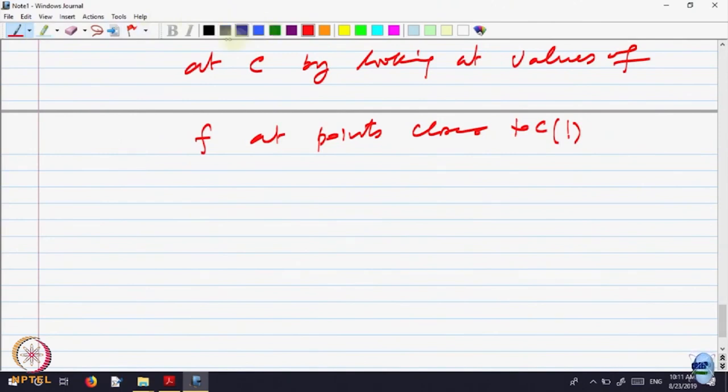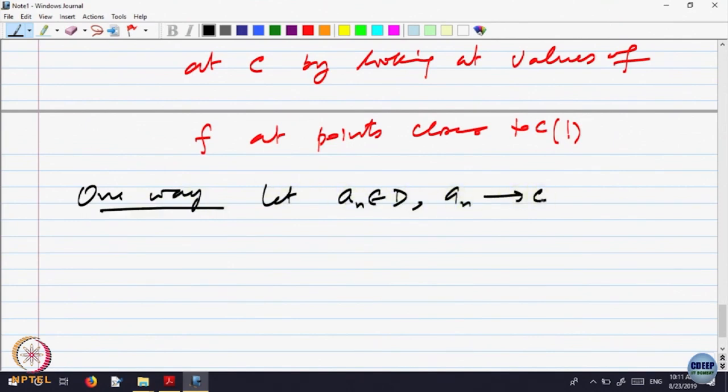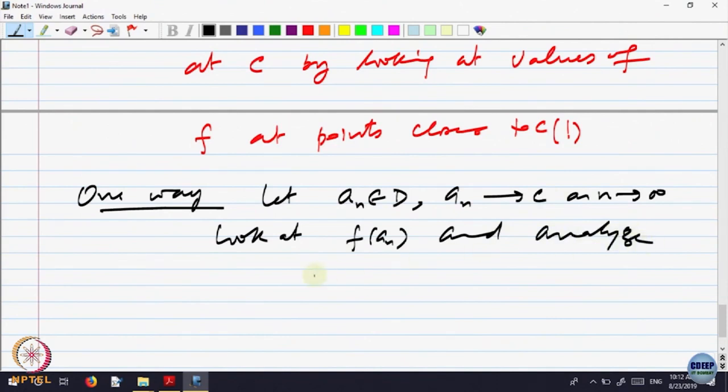So one way is, let an belong to D and an converge to C. I am trying to predict a value of the function at the point C. At a point close, an, this is the value. So look at and analyze: does f of an come closer to a value? What is the meaning of that? It converges to some value alpha.